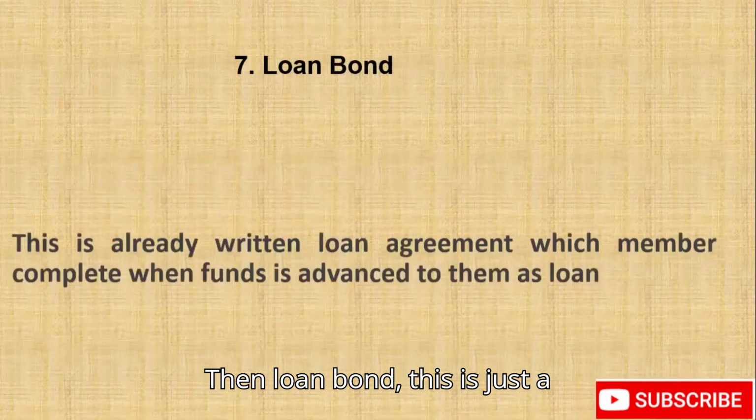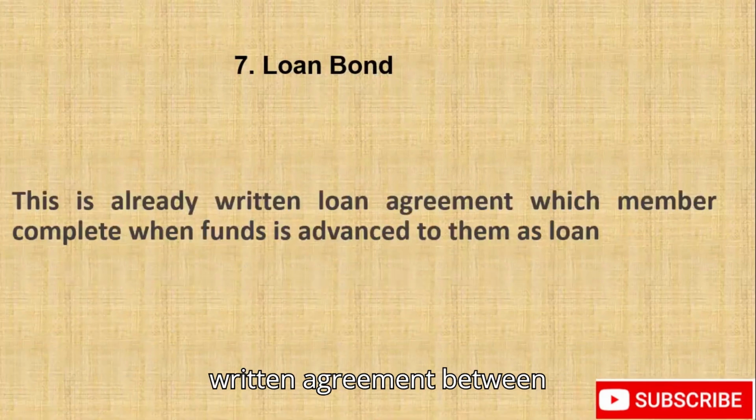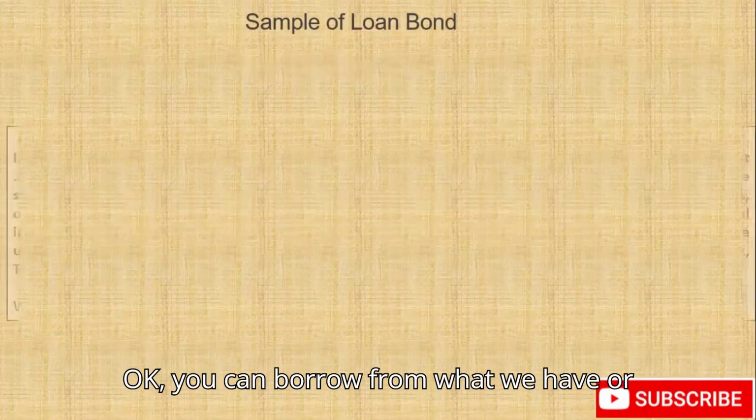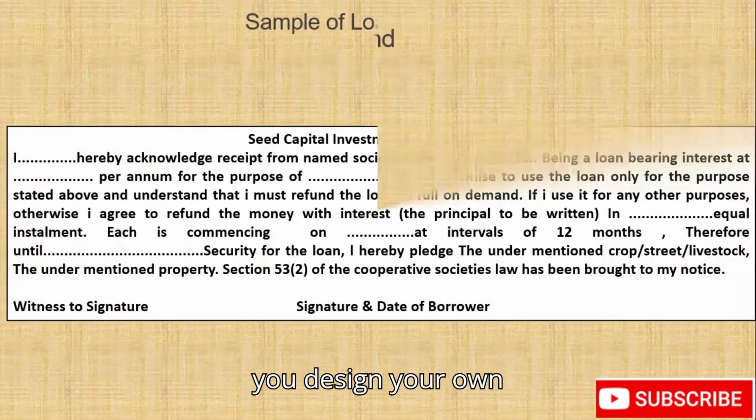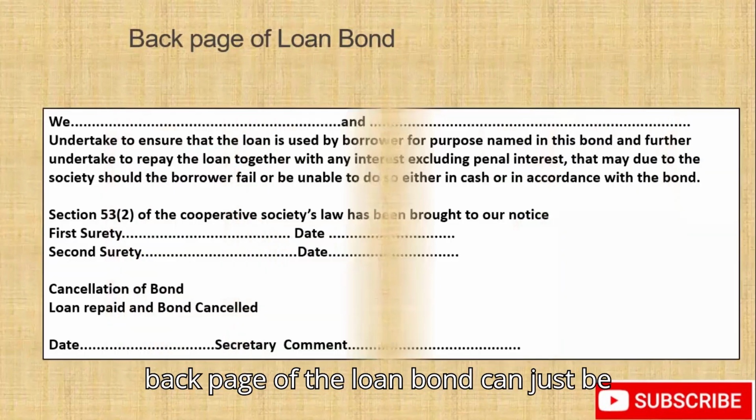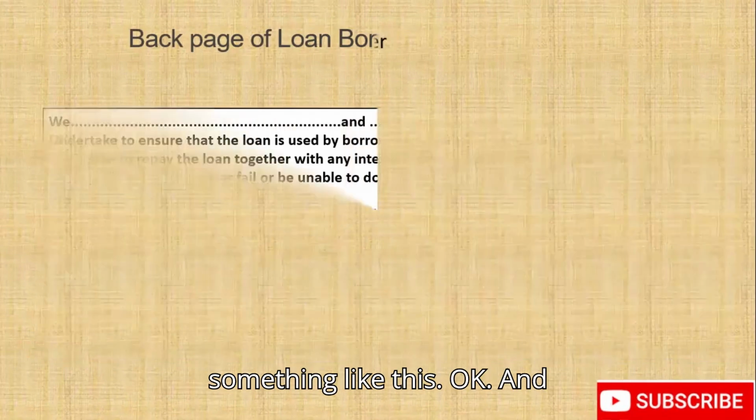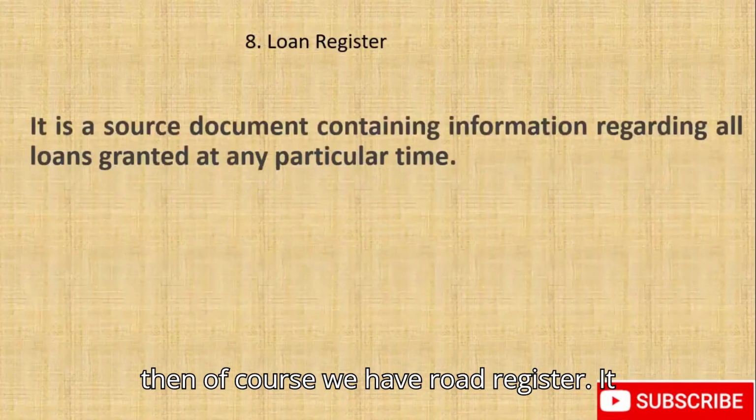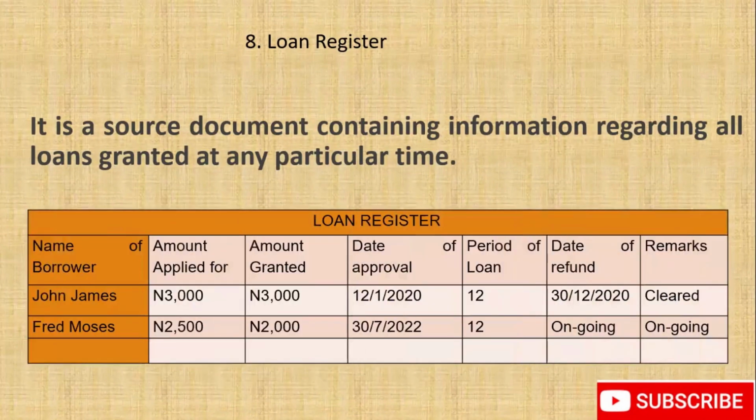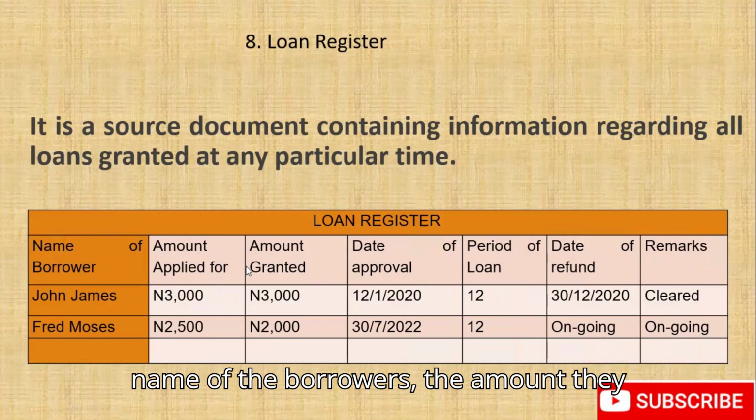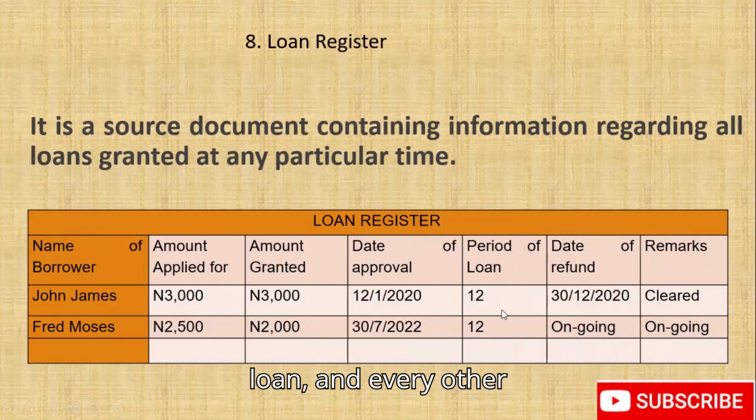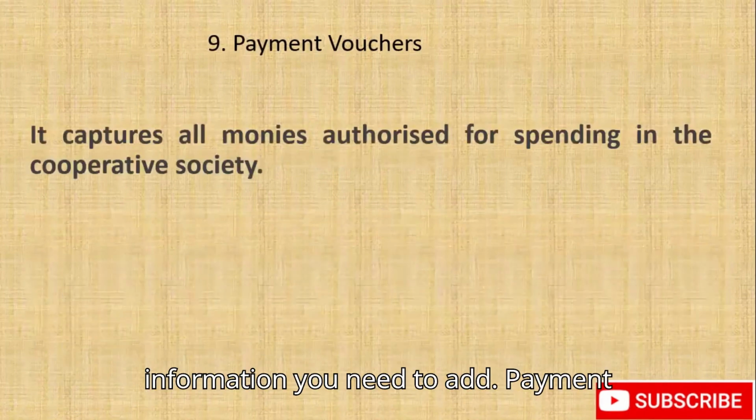Then the loan bond. This is just a written agreement between the member and the cooperative management. You can borrow from what we have, or you design your own to suit your operations. The back page of the loan bond can be something like this. And then of course you have the loan register that helps you to record all the loans you have granted from inception: name of the borrowers, the amount they applied for, the amount that was approved for them, the dates, the period of the loan, and every other information you need to add.